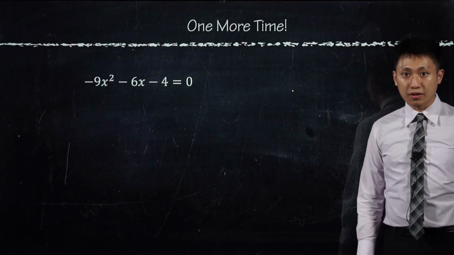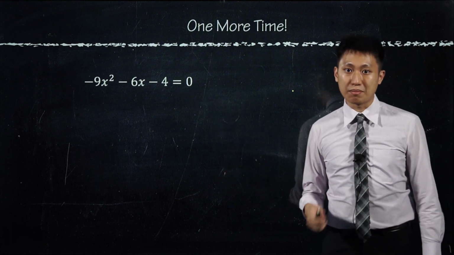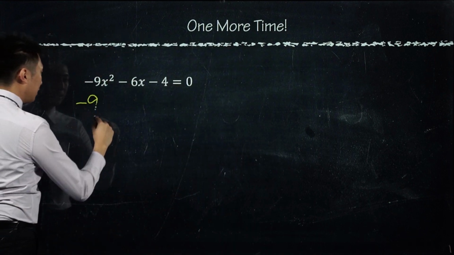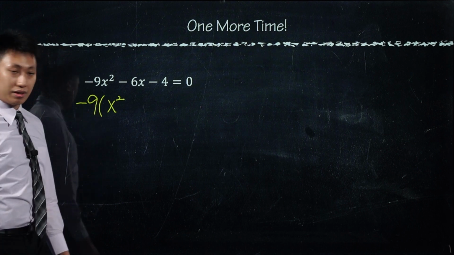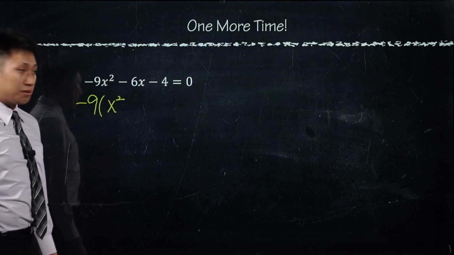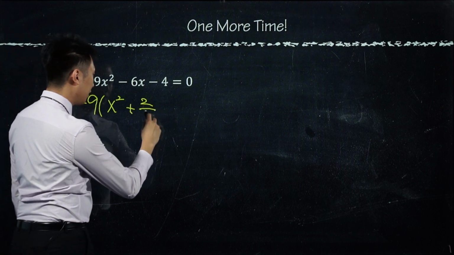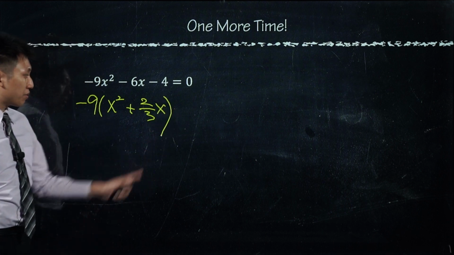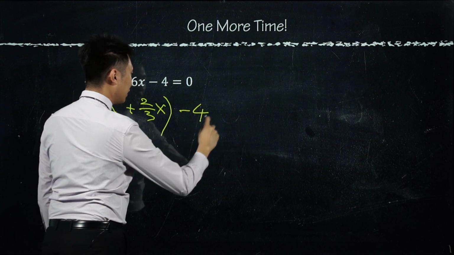I'll try one more. Instead of showing you the things here, I'll just do this one first, myself, here in front of you. So I do this, minus 9, bracket x squared, then minus 9, if I bring it out, then inside becomes what? Minus 6 divided by 9, so it's plus 2 over 3, then it's x, right? Then I close the bracket, then this thing is outside. So I put minus 4 here, equals to 0.